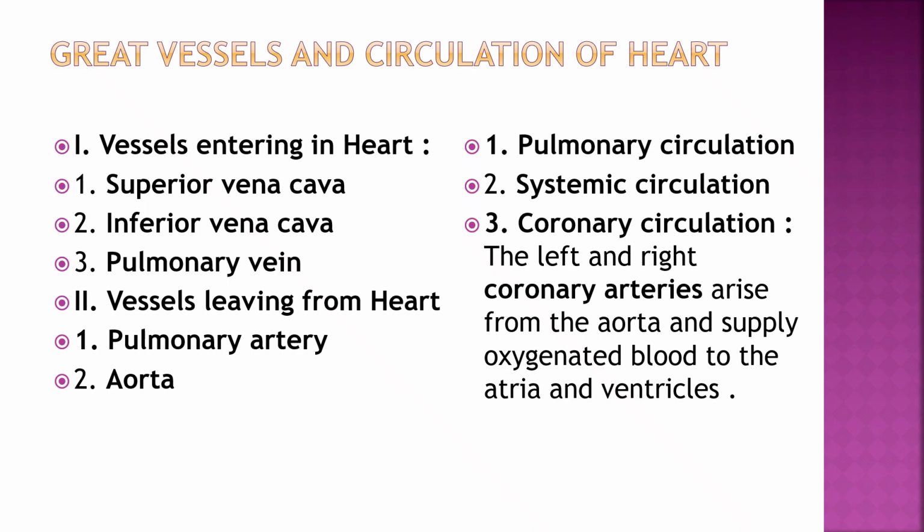Systemic circulation, exchange of blood between the body and heart. So it takes place between all four chambers and all four great vessels like aorta, superior vena cava, inferior vena cava. Then coronary circulation, it is the branches of coronary artery, that is left and right coronary arteries. They arise from aorta and then supply oxygenated blood all over the atria and ventricles. It is called as coronary circulation. So it is through coronary arteries.